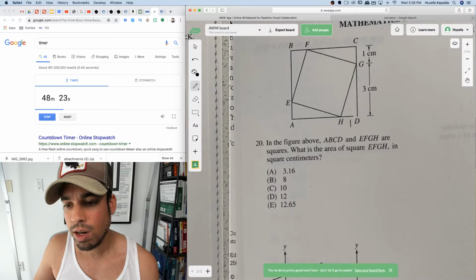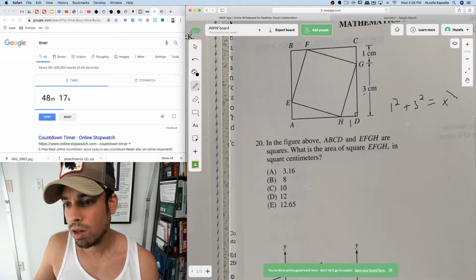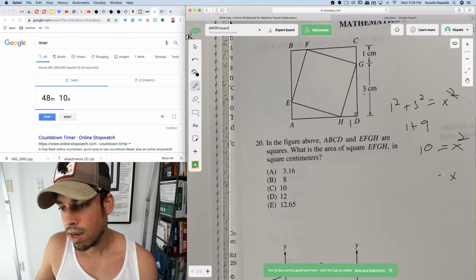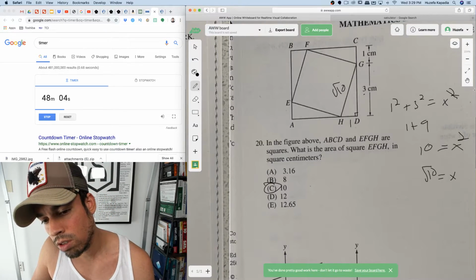So I can see we have a right triangle here with legs 1 and 3, and we can use the Pythagorean theorem. 1 squared plus 3 squared equals x squared. So that's 1 plus 9, so 10 equals x squared. So x equals square root of 10. So all of these sides are square root of 10. So the area of this is square root of 10 times square root of 10, which is 10.